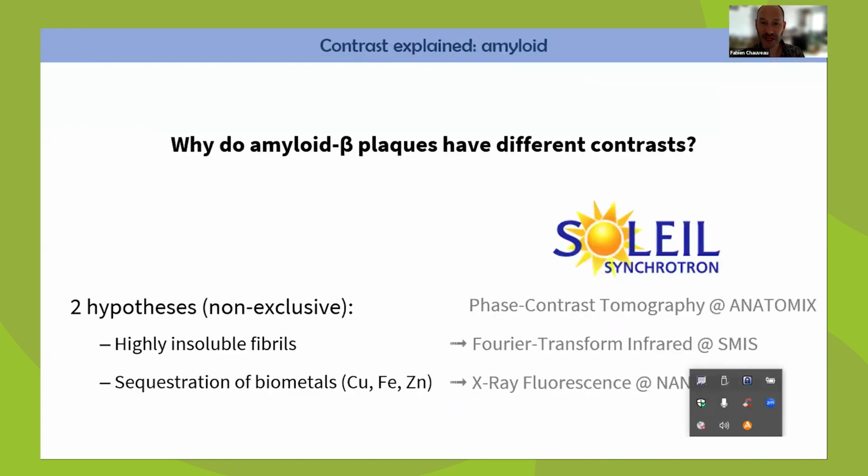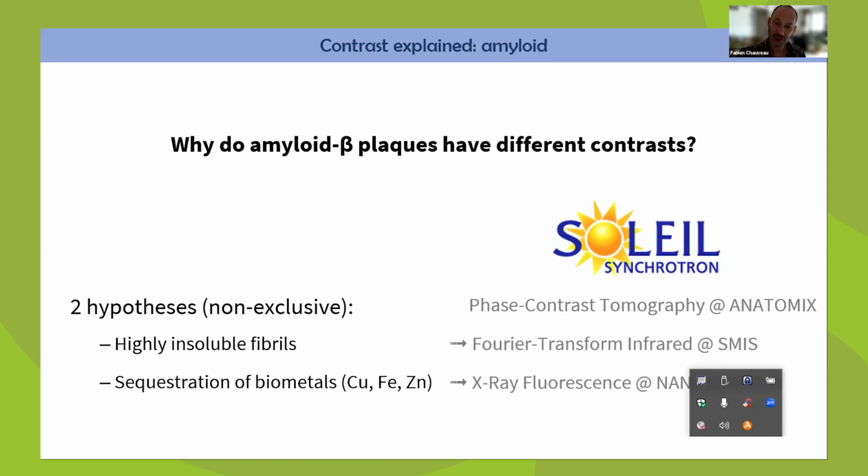And then the question we had is obviously we wanted to understand why the amyloid plaques were actually detectable with the XPCT and why they actually produce contrast. And so for that, we had two hypotheses. We know that those plaques are made of insoluble fibrils, so that is maybe a reason to change the refractive indices and to produce a contrast. We know also that those amyloid plaques tend to entrap biometals, endogenous metals such as copper, iron, or zinc, which is also another reason for producing a contrast.